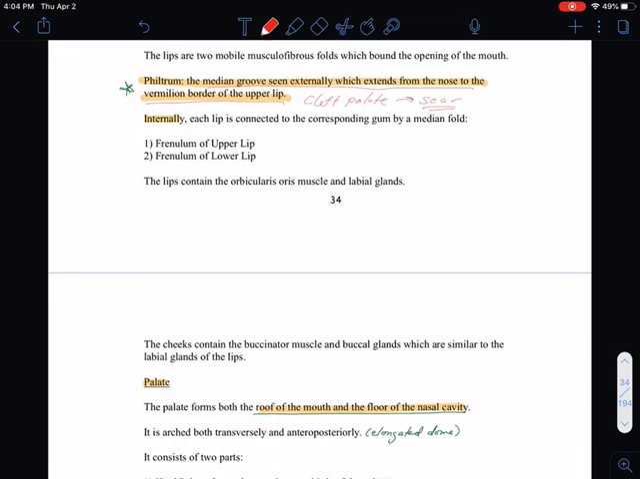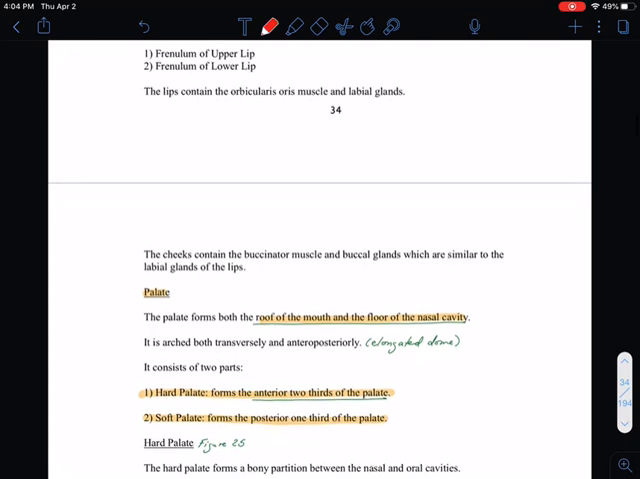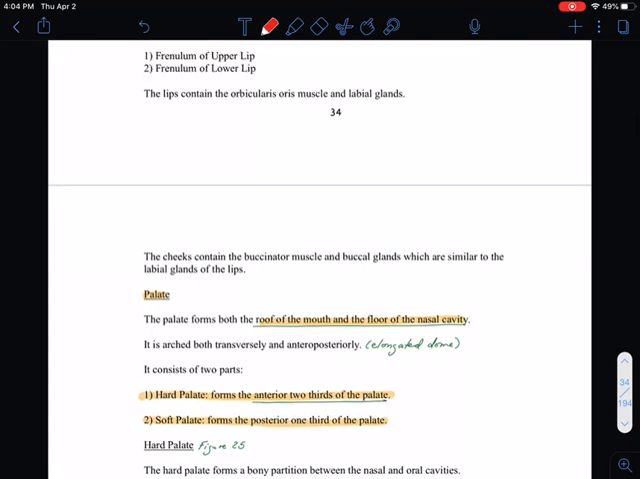Internally, each lip is connected to the corresponding gum via median fold. You have a frenulum of your upper lip and then of your lower lip.